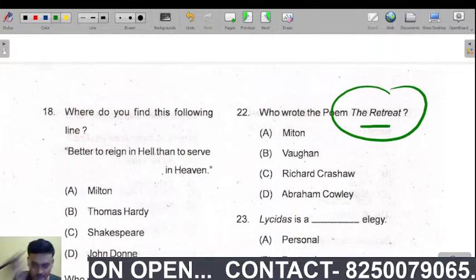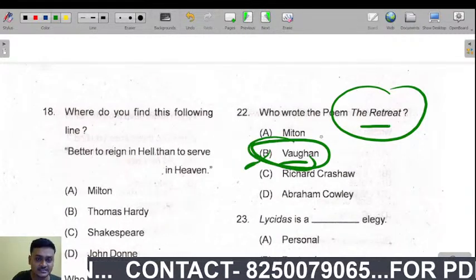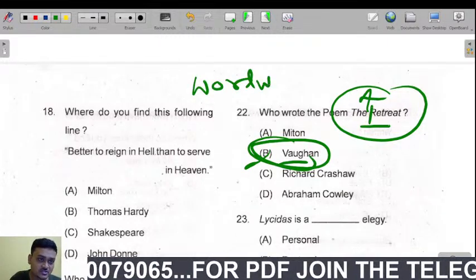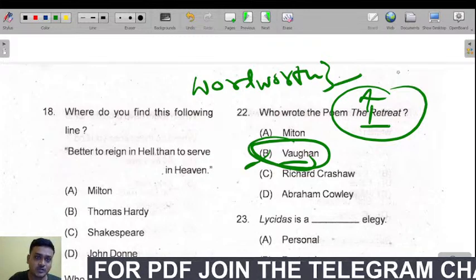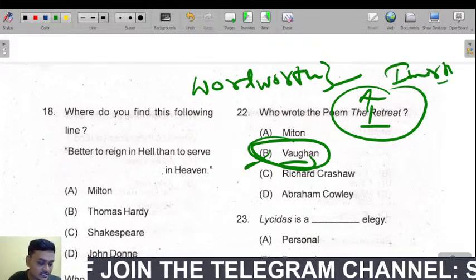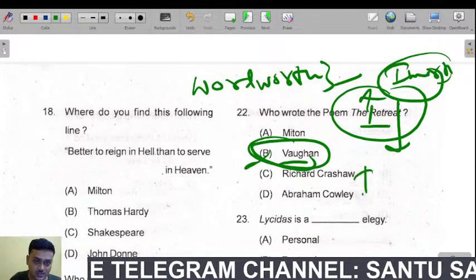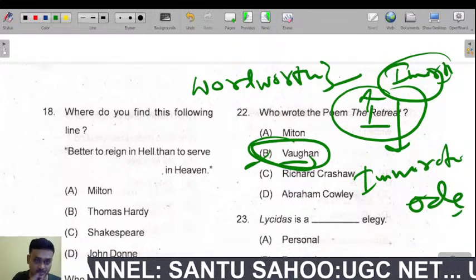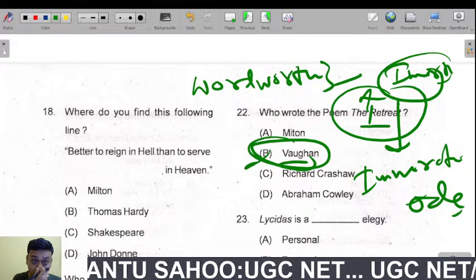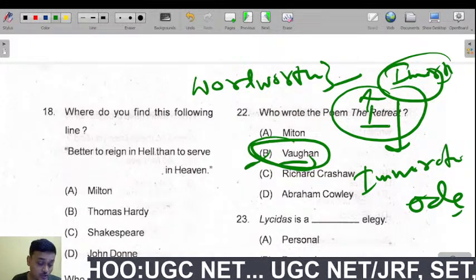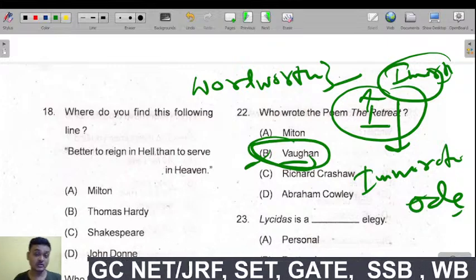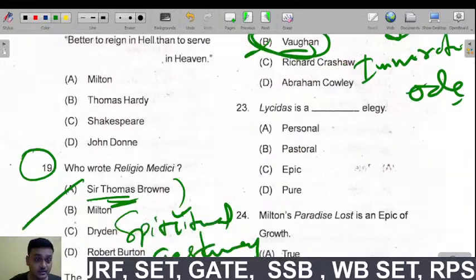Now 22. Who wrote the poem The Retreat? It is by Henry Vaughan, and this work influenced Wordsworth to write his Immortality Ode. Remember that Immortality Ode.